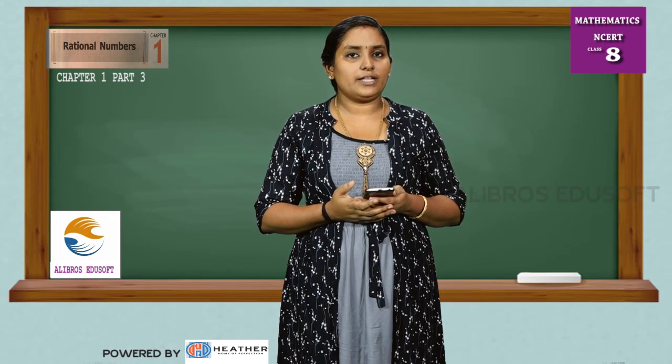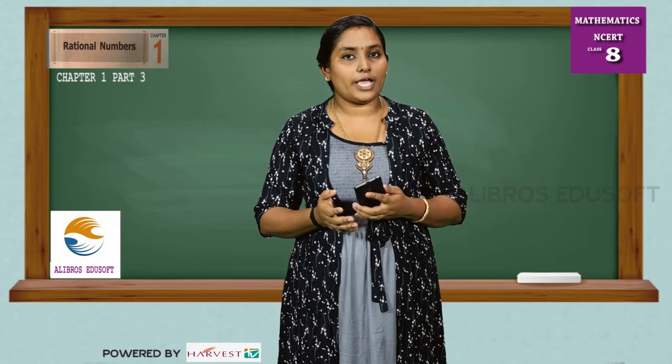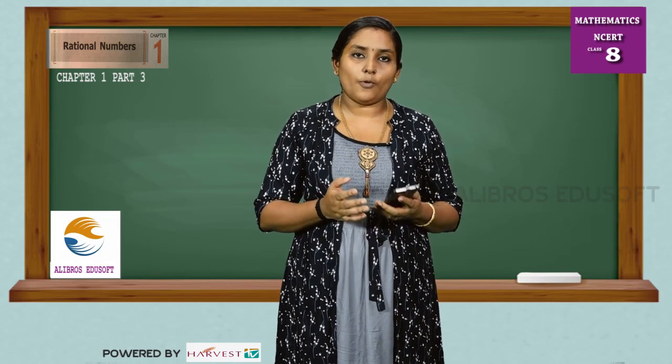Let us see the next section. Find two rational numbers between the rational numbers. How can we? Yes. In between 3 and 5, we know that 4 is the number between 3 and 5. In between 3 and 4, what will be the number? 3.5. In between 4 and 5, the number is 4.5.